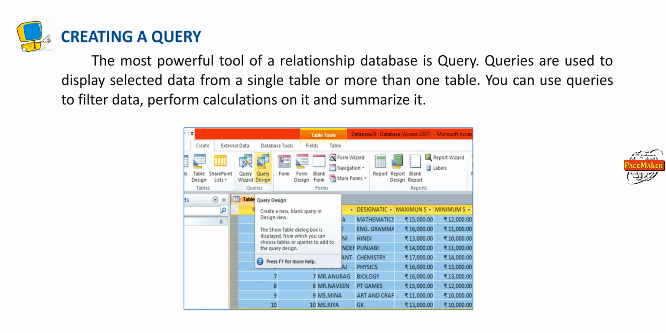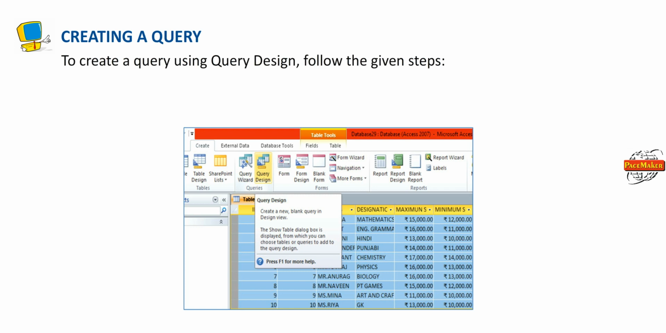Creating a query. The most powerful tool of a relational database is the query. Queries are used to display selected data from a single table or more than one table. You can use queries to filter data, perform calculations on it, and summarize it. To create a query using Query Design, follow these steps.